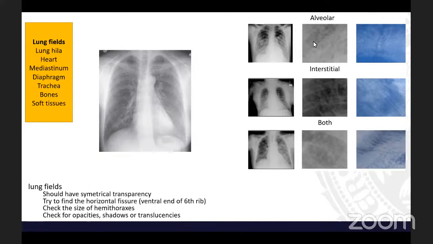Usually you describe it as alveolar or interstitial. Alveolar is much more hazy, like clouds. Well, you see there are a lot of clouds.